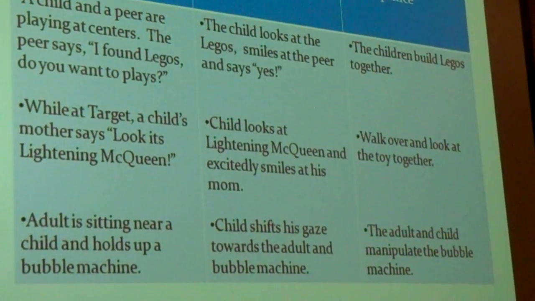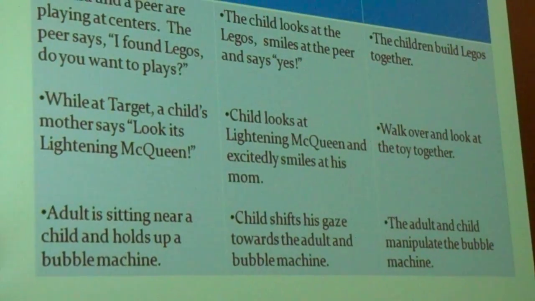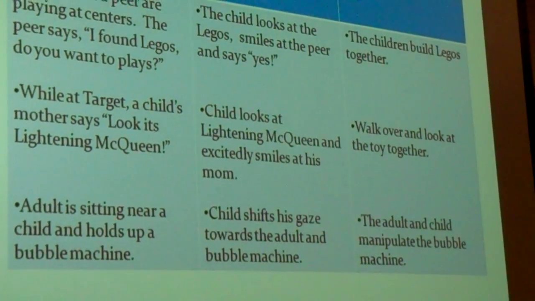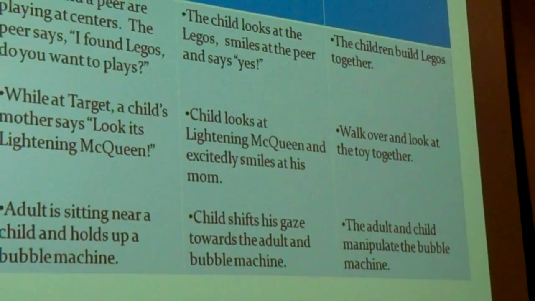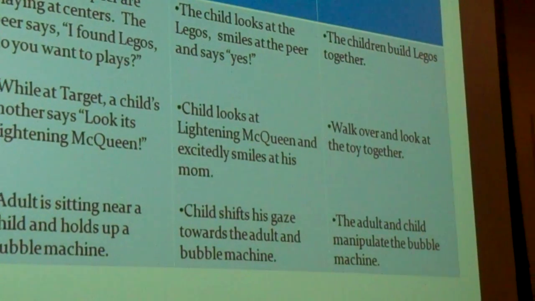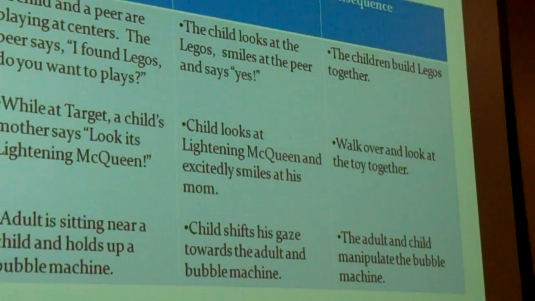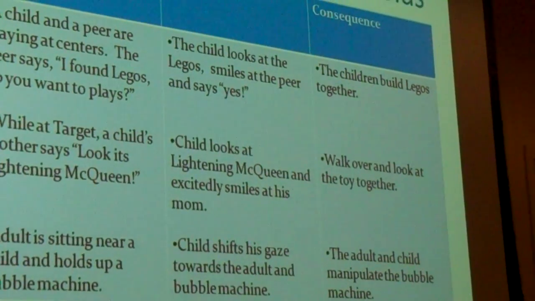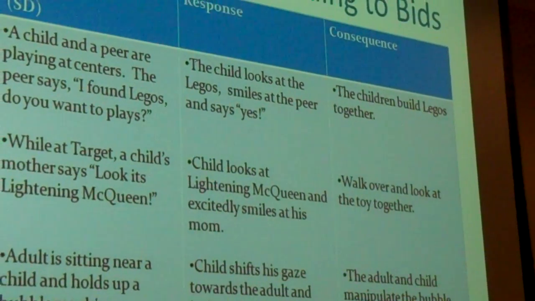And then a final example could be that an adult is sitting near a child and holds up a bubble machine. So again, this is the adult initiating, like, hey, look, I've got this bubble machine. The child shifts their gaze between the adult and the bubble machine, and as a result, they actually play with the bubble machine. The adult might show the child how to use the bubble machine so that the child gets access to those bubbles.